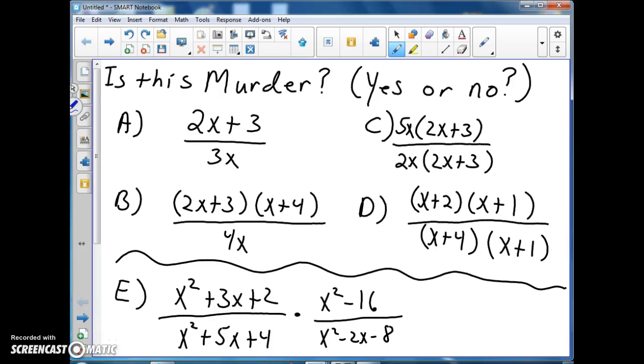Okay, all right, so here comes the first thing now. It's just gotta press buttons, all right? Let me ask you this, look at A. Can I do that? No, that's murder, right? You just chopped off part of 2x plus 3, right? All right, so you just killed him.